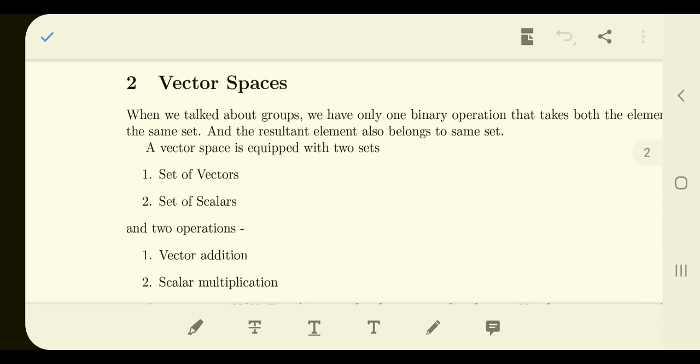In the last video we talked about an algebraic structure, a group, and we saw that it consists of a set G and a binary operation. We are now going to discuss another algebraic structure which is a little more complex than groups, called vector spaces. It is a quadruplet containing four things.